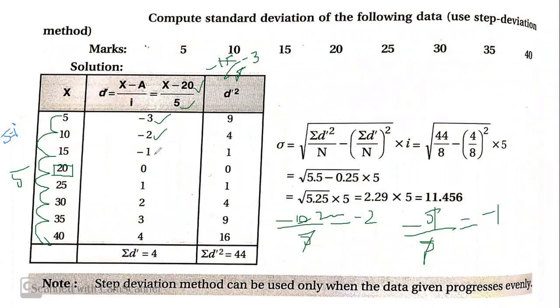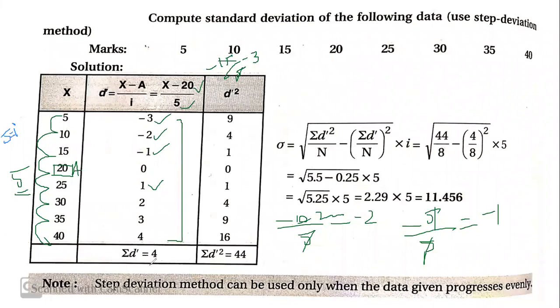So that is how we find here. Again, 20 minus 20 by 5 is 0. 20 minus 20 is 0. 0 by 5 is 0. 25 minus 20 is plus 5. So plus 5 by plus 5 will be plus 1. Likewise, we are going to find D dash for all of the data of X, taking 20 as the assumed mean and 5 as the common value. Then after that, you have to add up all these numbers of D dash.